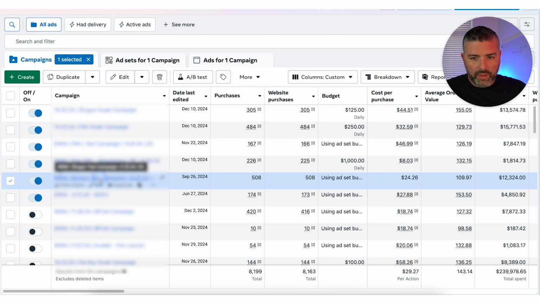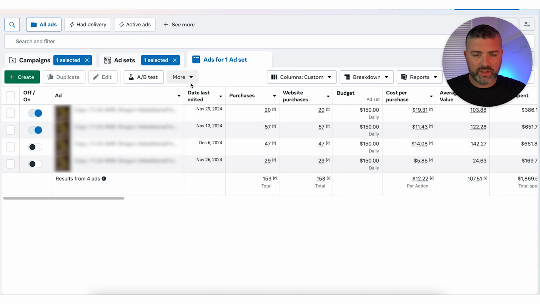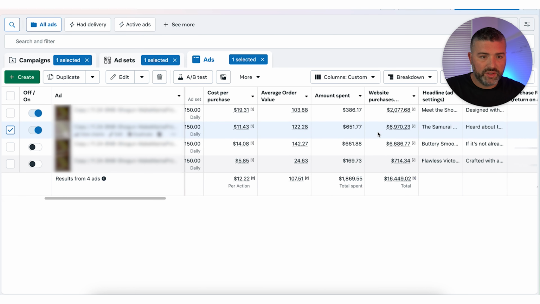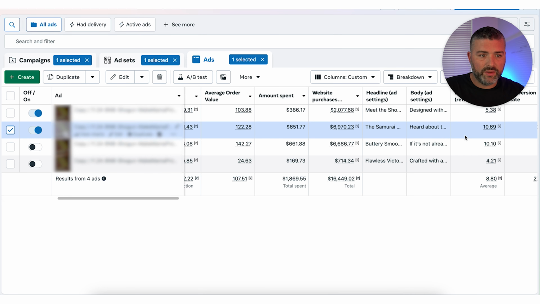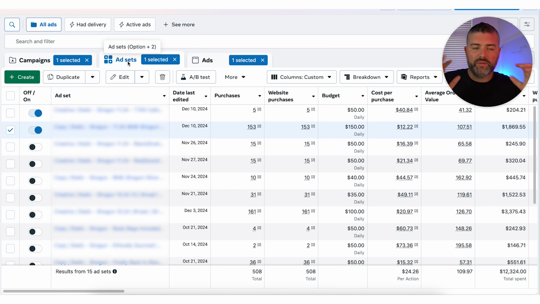Then we have the other test campaign where we have a copy test running. So 4 ads, the same exact creative asset against 4 different copies. You can see this one is performing best: $651 spent, $7,000 generated at an 11x, 5.38. So we have different ways of determining this one is working really well.